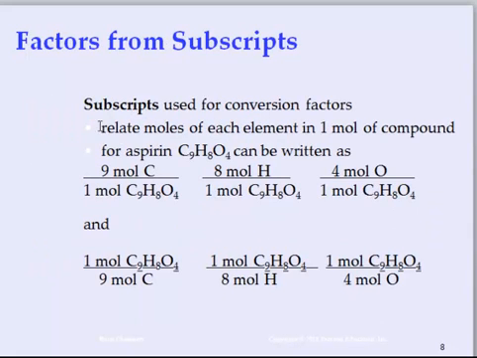Now, subscripts, we have learned, are used for conversion factors. So if you want to state the relationship of the number of carbons per formula, you can express that. For example, here's the formula of aspirin. Aspirin is C9H8O4. Notice I've taken a relationship of 9 moles of carbon for every 1 mole of aspirin, 8 moles of hydrogen for every 1 mole of aspirin, and 4 moles of oxygen for 1 mole of aspirin. Or you can do it the other way.